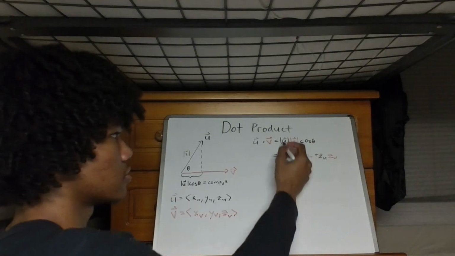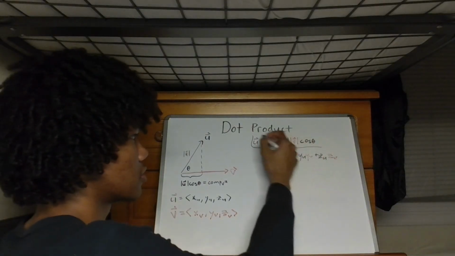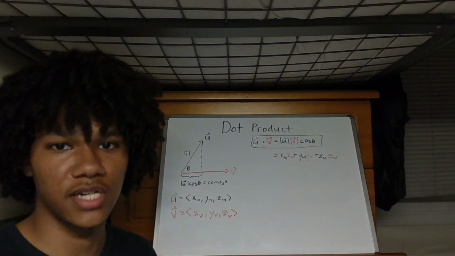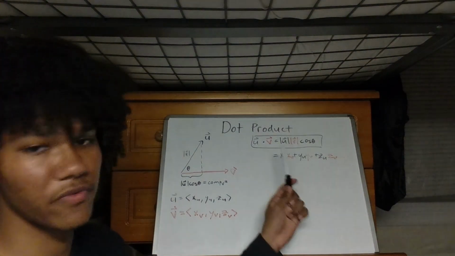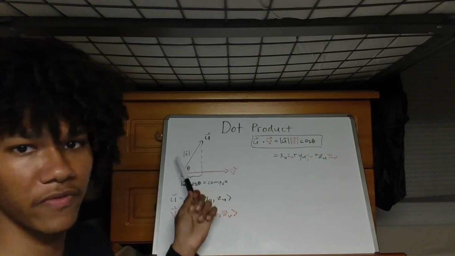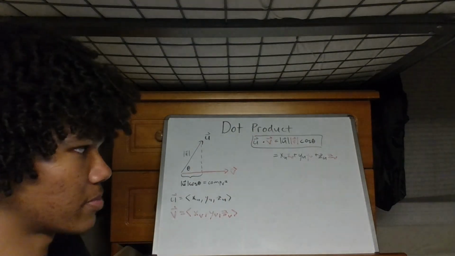I'll explain further, but the dot product between two vectors, call them u and v, or you'd say u dot v, is equal to the magnitude of u multiplied by the magnitude of v, multiplied by the cosine of the angle between them. This is one representation of the dot product, but this is the first one that I'll introduce you to, and it'll eventually lead to this representation.